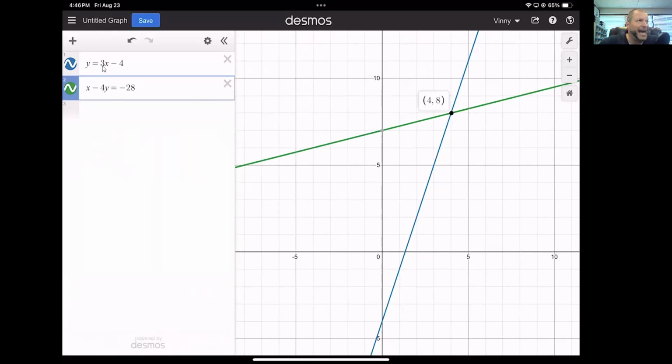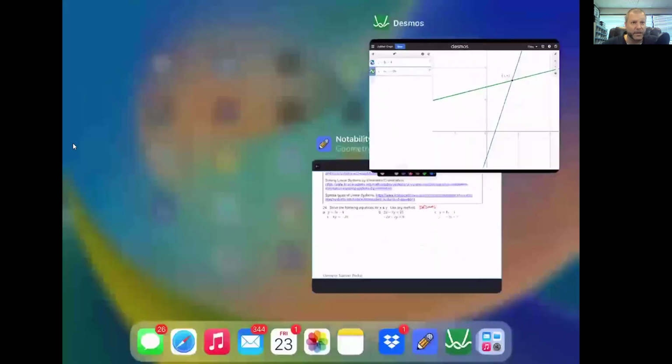Notice if I were to plug x in and set it equal to 8, we should get true statements. 8 equals 3 times 4 minus 4. Yes, because 12 minus 4 does in fact give us 8. 4 minus 4 times 8 is negative 28. 4 minus 32 is negative 28, right? So that would work. So graphing is a valid way of solving these things.